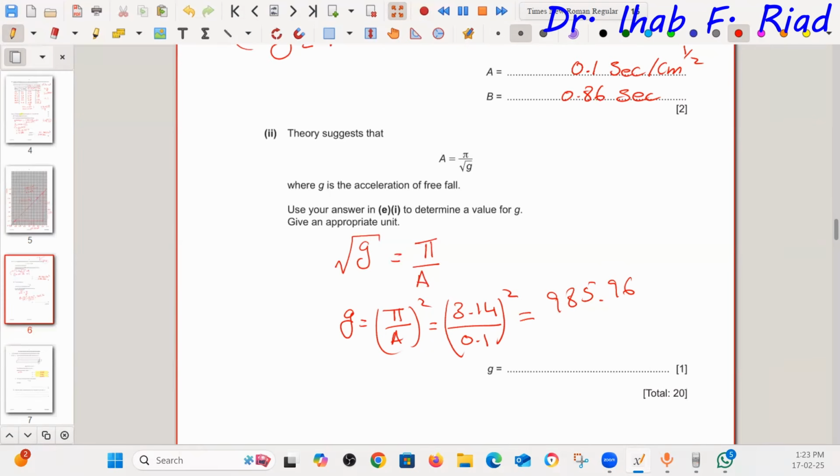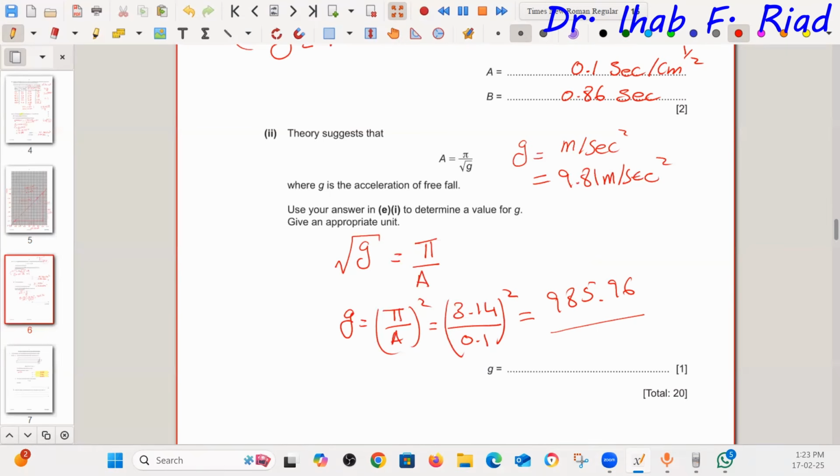Second to the power minus 1? No. G is the acceleration of free fall, meter per second squared. Do you know what is the value of g? Yes, I do. 9.81 meter per second squared. But what are we getting here? 985.96. So does it look right?